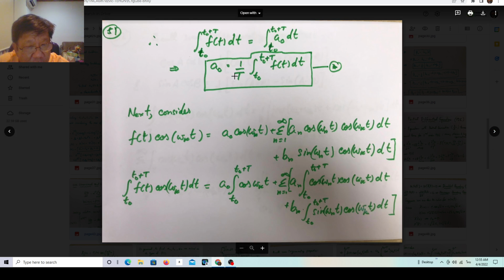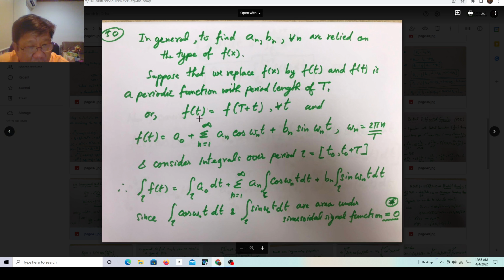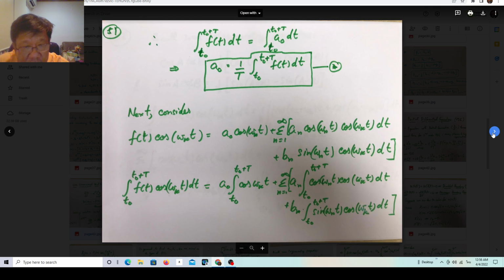A sub 0 here, you replace t by x. You find the integral from x at t0 to t0 plus T of f of x dx, and you have to make sure that your f of x is a periodic function, a function that repeats itself every dimension of x, the size of the dimension T, capital T here.